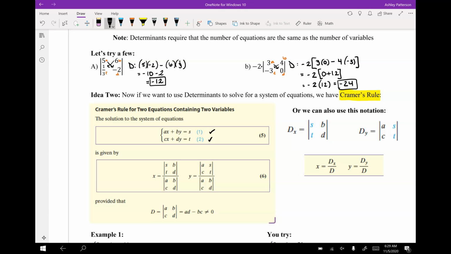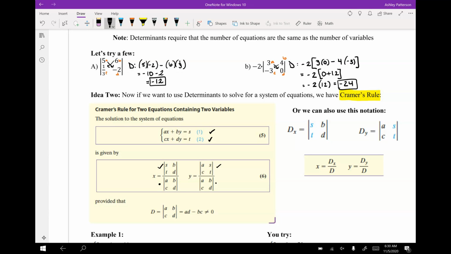How we solve is this. X is equal to the determinant of the given values over the determinant of the coefficients. The top determinant has the coefficients and the solutions. Same with y, coefficients and solutions. This bottom one is just the determinant with the coefficients.